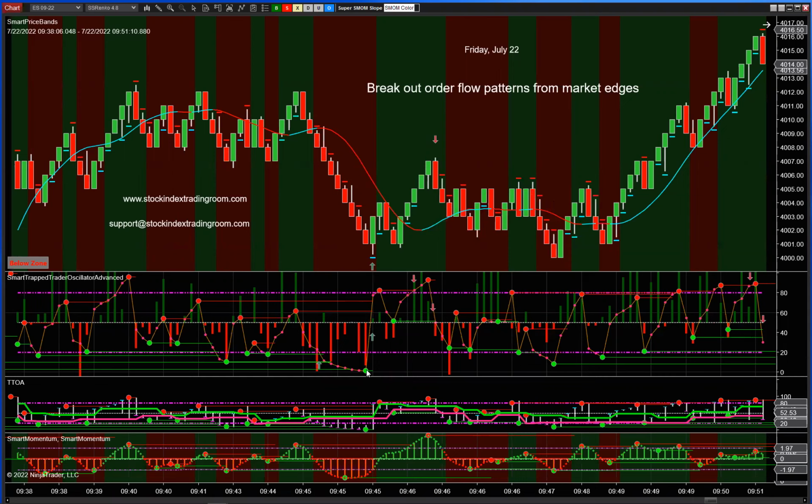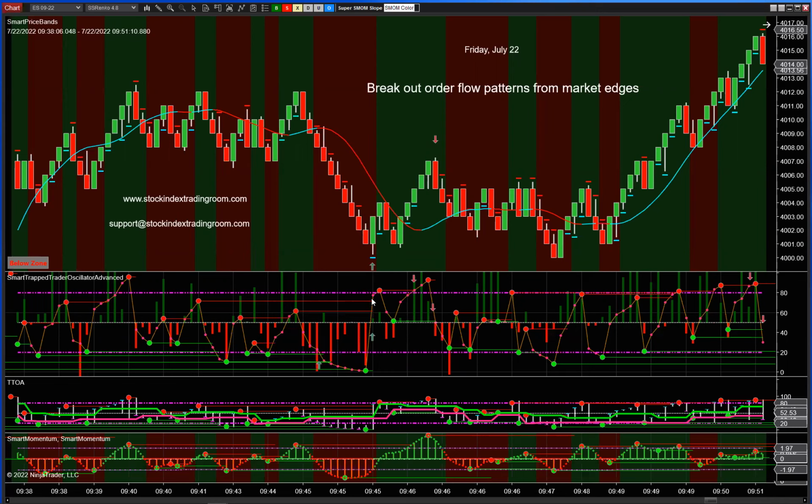So here's the pattern we're looking for. It's a single bar, Trap Trader Super Smart Renko bar, a single bar engulfing pattern, not to engulf the candle, the bar before it. Okay. What it engulfs is Trap Trader Oscillator smart breakpoint, green and red. Okay. So this is an engulfed order flow right here.